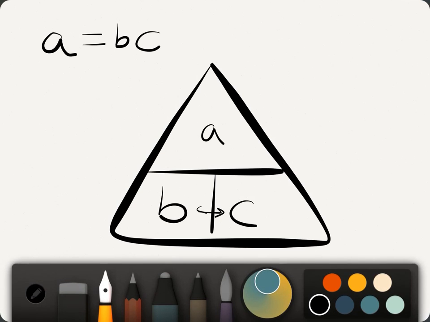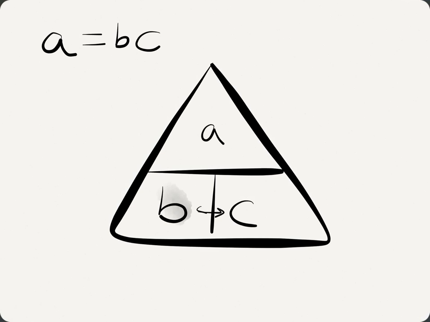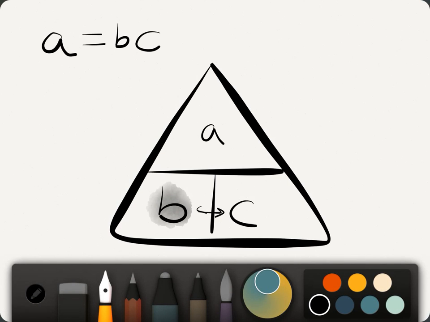Next, we cover up the one we want. So say I wanted B. I cover up the B with my finger. I write B equals, and I say what I see. A is over C. A over C. And there we go, we've rearranged it.